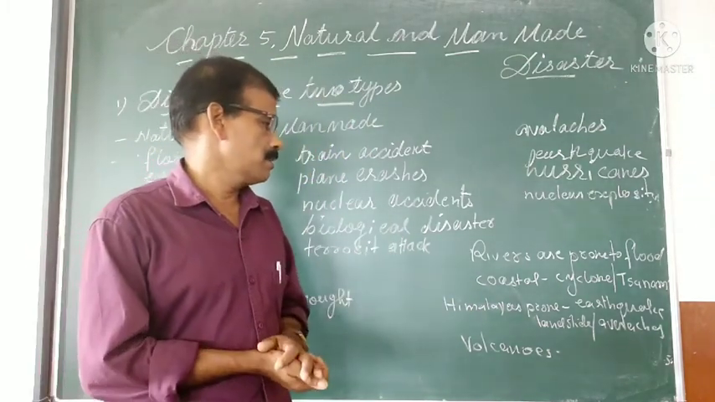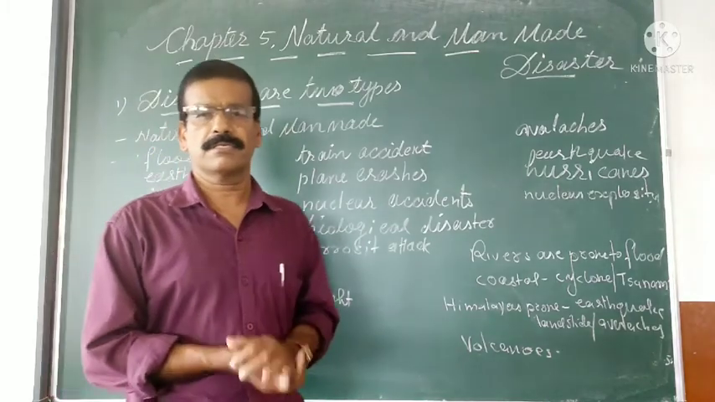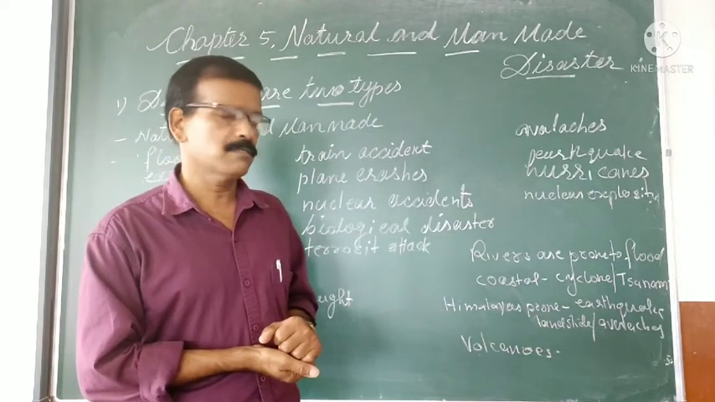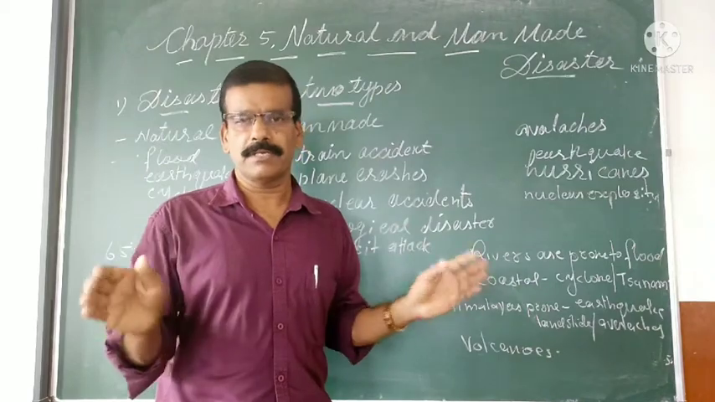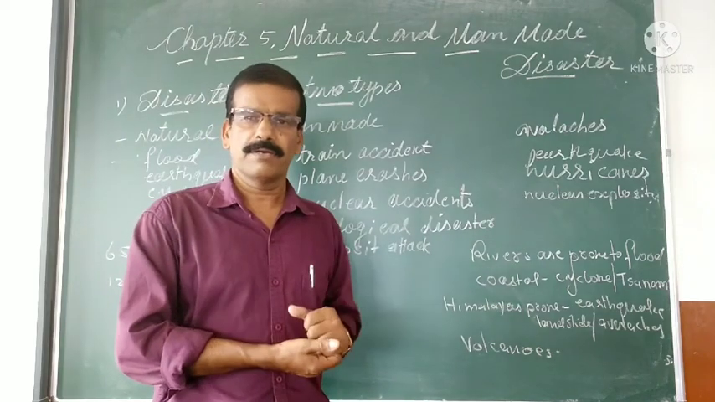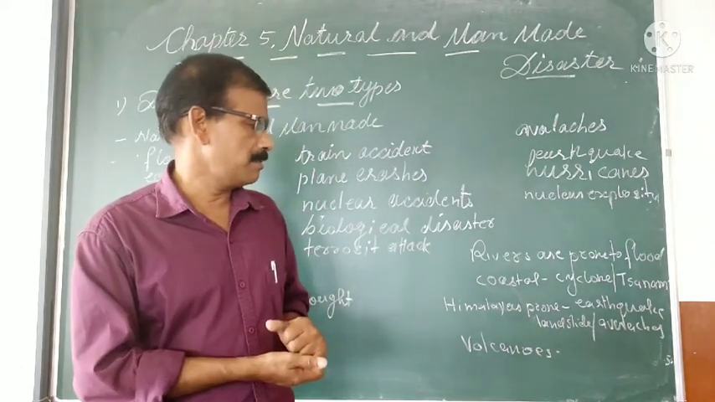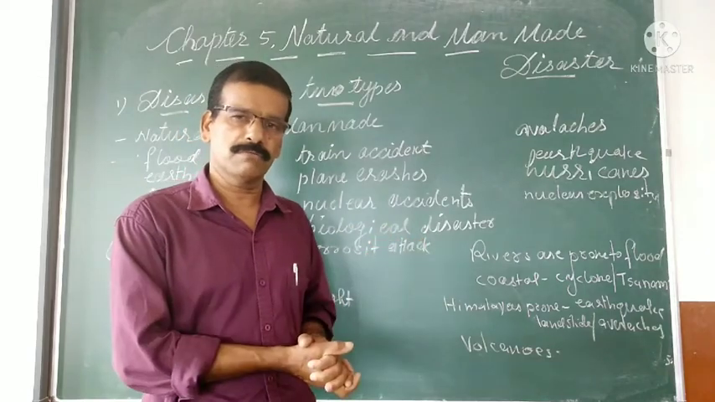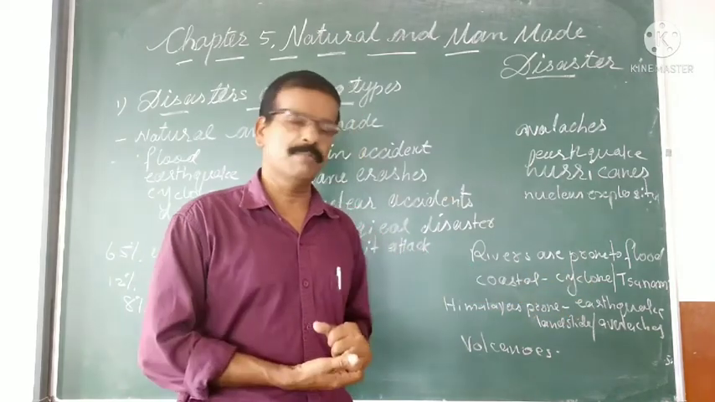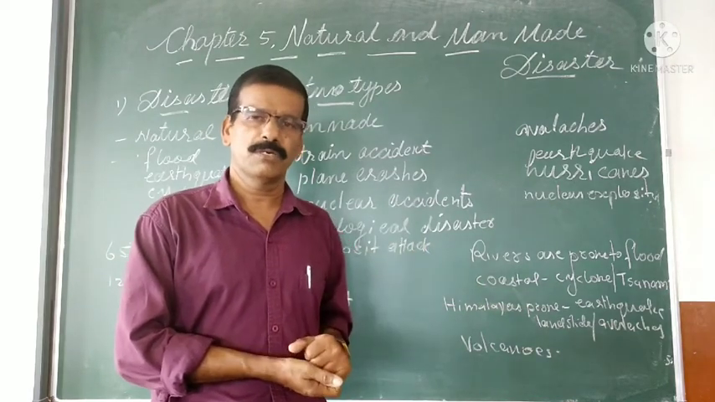Now let us see that certain regions are very prone to disasters. Let us see which regions are very prone to disaster. Prone means easily affected. PRONE, easily affected areas are known as prone. The areas situated very close to the bank of a river are prone to floods. And the areas situated very close to the coast are subjected to cyclones and tsunami. Cyclones and tsunami affect mostly the coastal areas.